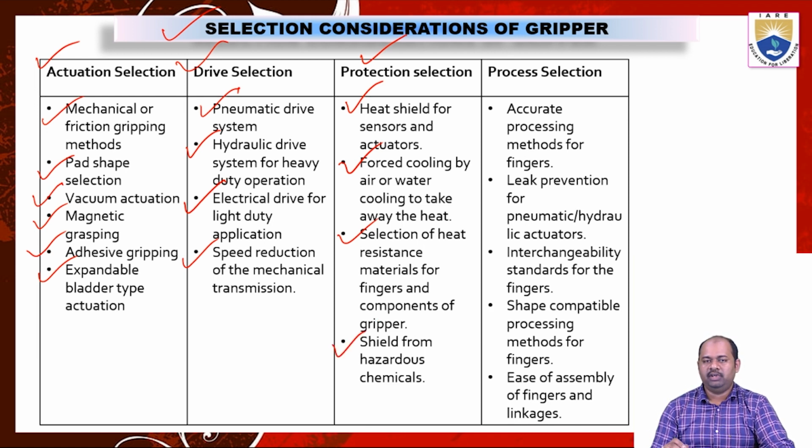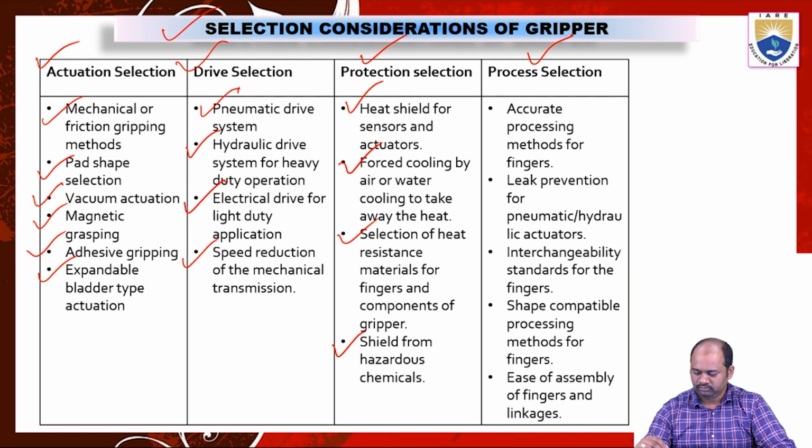The mechanical elements of the gripper should be covered in such a way that any chemicals which are being used in the environment cannot cause any harm, because atmospheric oxygen is very dangerous for metal like iron. They simply get corroded. And then process selection. Depending on the process, some process points have to be kept in mind while selecting a robotic gripper. Accurate processing method for fingers.